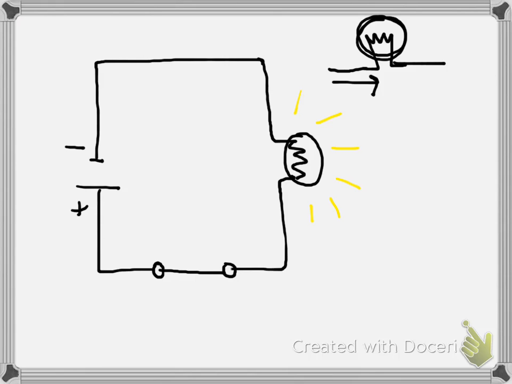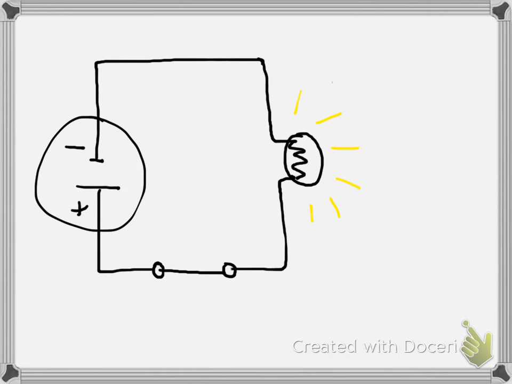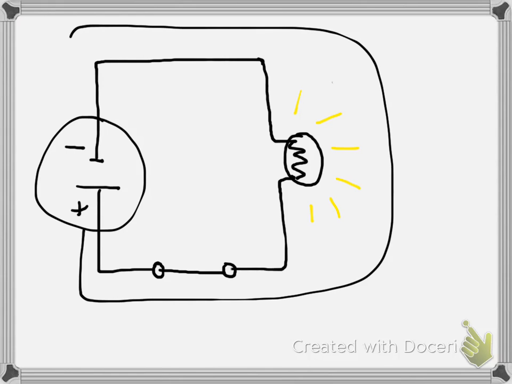Hence, it glows. So the big primary thing to remember about circuits is any circuit, in order to work, must have a source of potential difference, and it must have a complete and continuous path back to the other side of that source of potential difference. Any circuit that doesn't have those elements will not conduct.